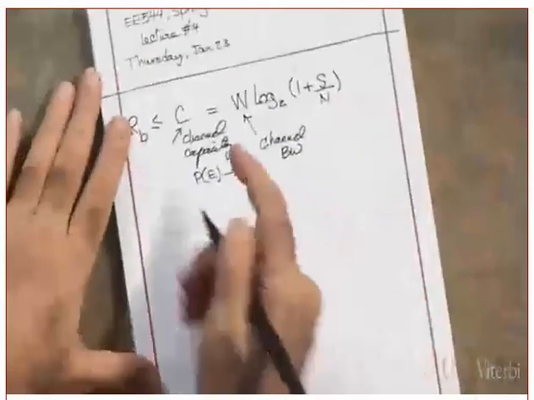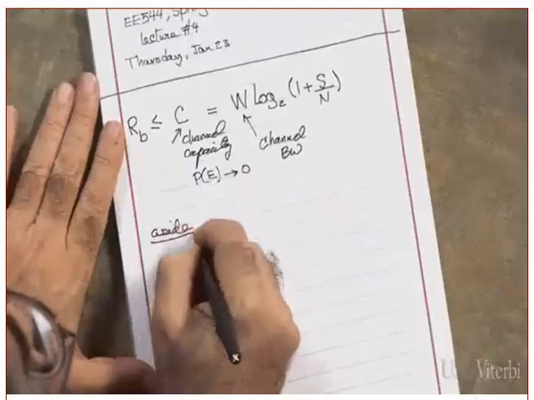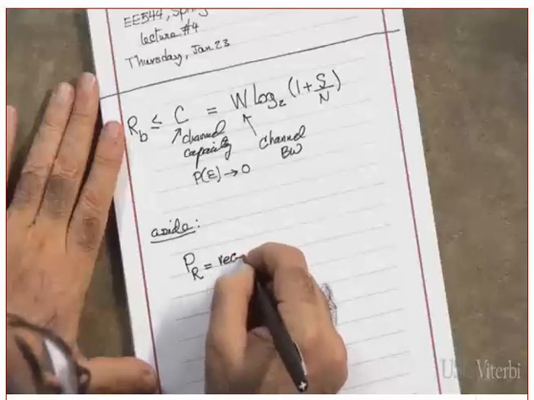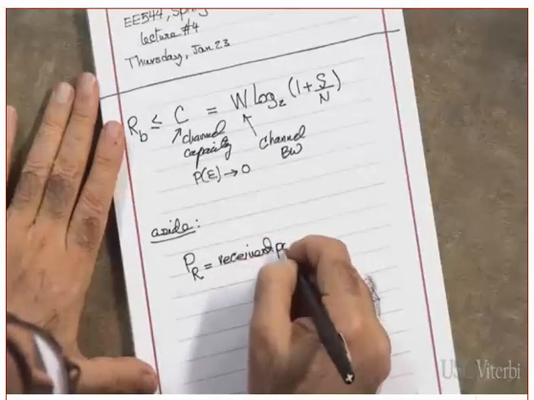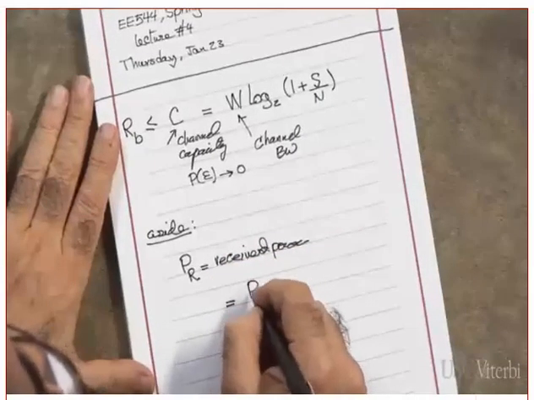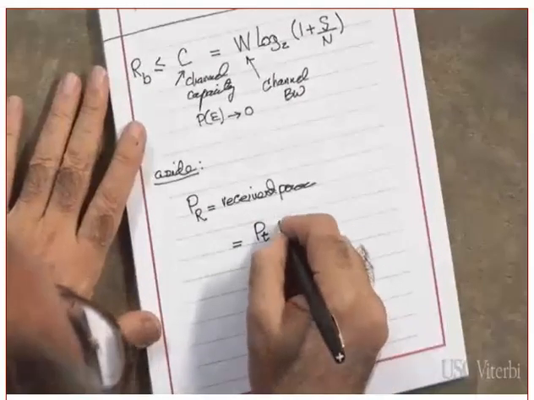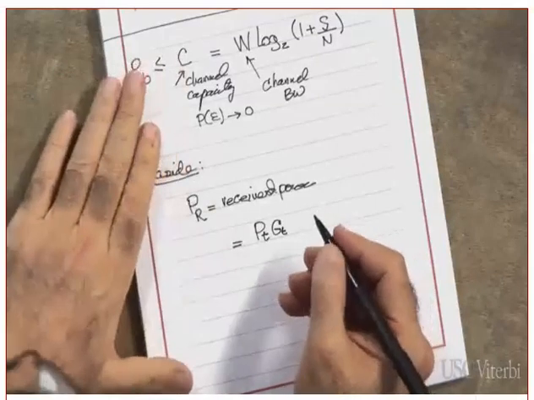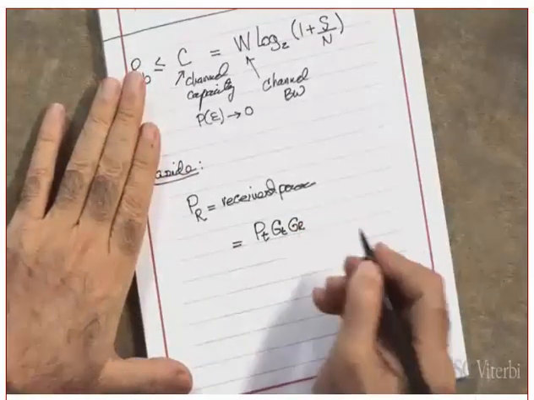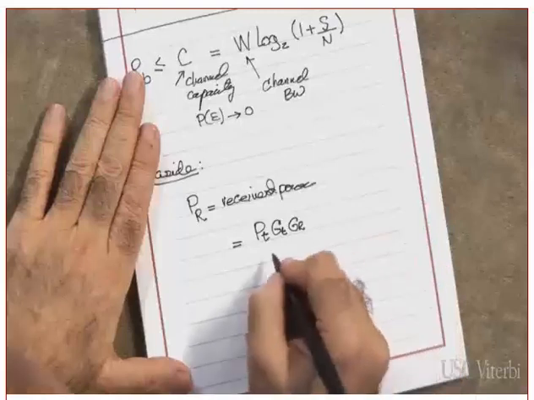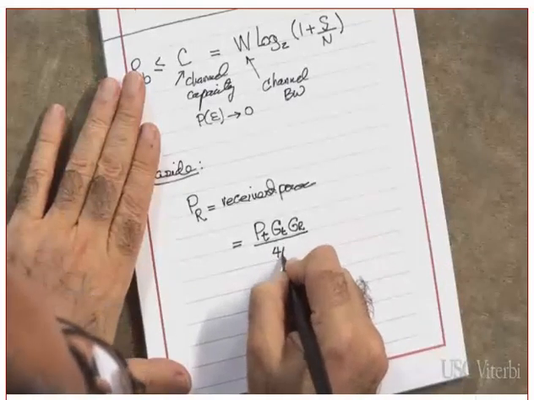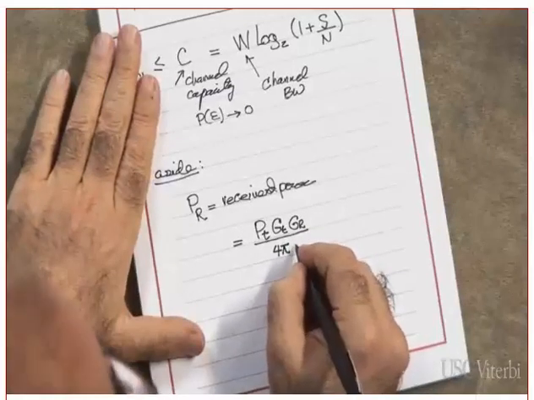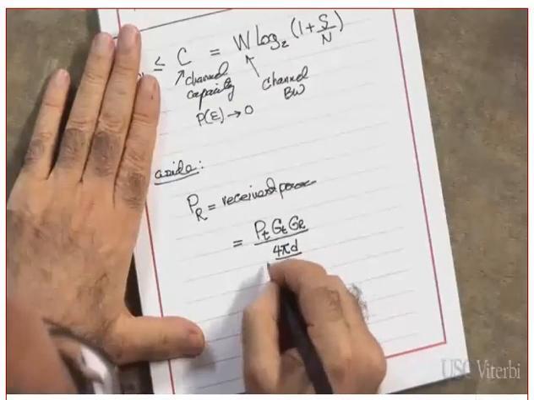This is an aside. Let's see if you have seen this in the previous classes. The received power is equal to PT, the transmitted power, times GT, the transmitter antenna gain, times GR, which is the receiver antenna gain, over 4 pi d over lambda, the whole thing squared.